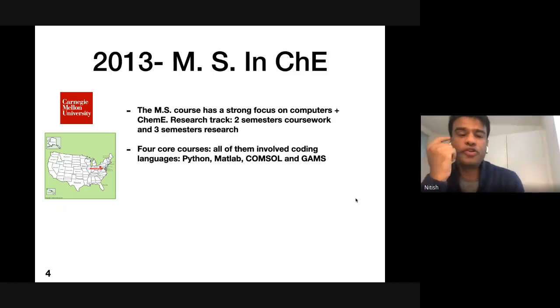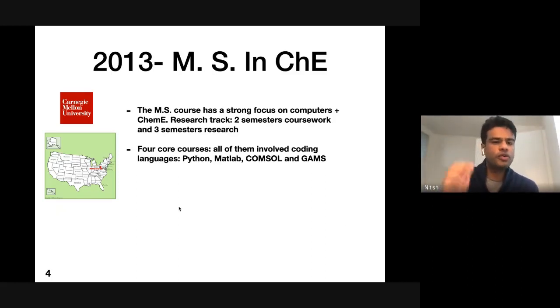After that, I moved to the US. So I moved to Carnegie Mellon. I started my master's at Carnegie Mellon, which is a university located in a place called Pittsburgh, which is on the East Coast of the US.